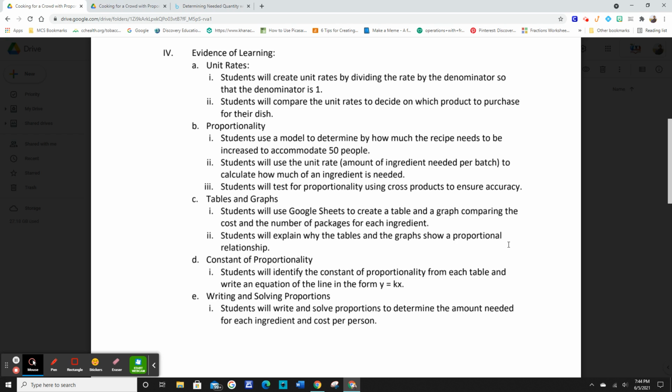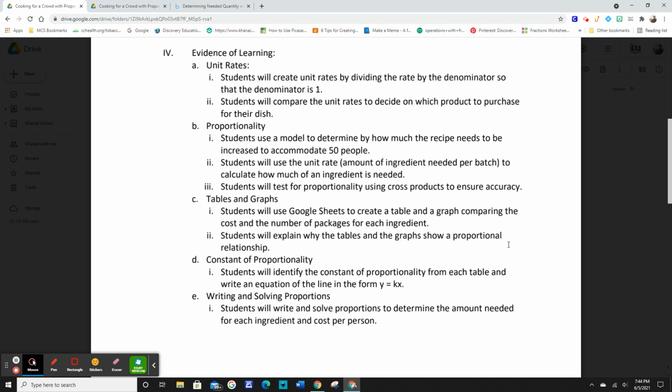Students will compare those unit rates. Once they've found those unit rates, they're going to compare them to decide on which product they're going to purchase for their dish. Now, they're not actually going to be purchasing these items, but they're going to simulate purchasing by going to Kroger.com.